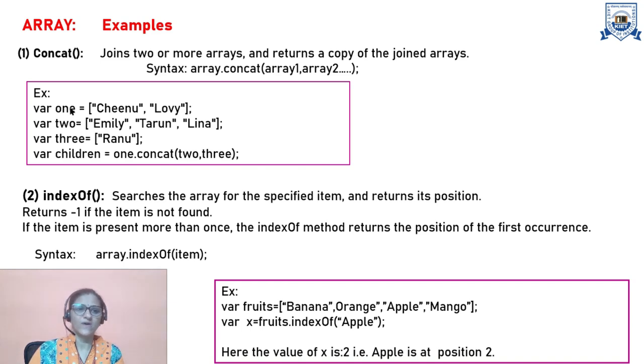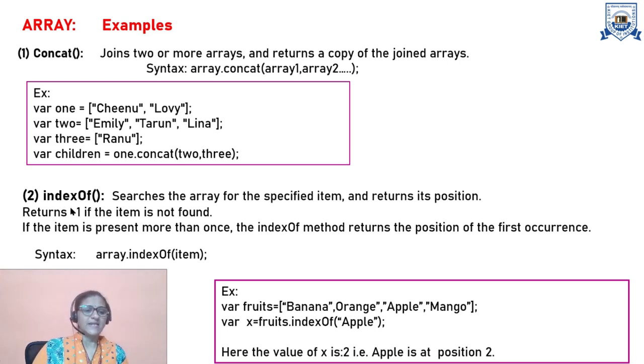It means 1, 2, and 3. These 3 array values get concatenated, combined into a single object, single variable. And when we print, it will display all the values that are associated with these 3 different arrays. That is the benefit of concat.